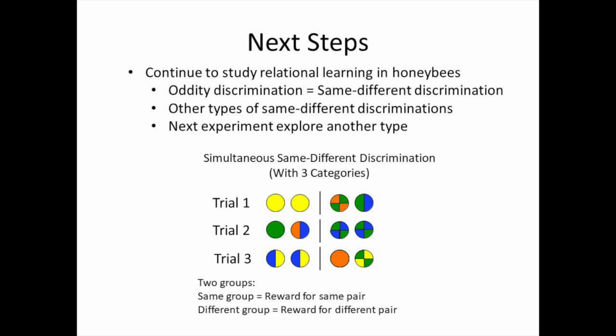For example, in trial 1, the same group would be rewarded for picking the yellow solid pair on the left. In trial 2, they'll be rewarded for picking the blue-green pinwheel pattern pair on the right. And finally, in trial 3, it's the blue-yellow split that gets picked and rewarded. For the different group, it's the complete opposite actually. For trial 1, they would be rewarded for picking the orange-green pinwheel and the green-blue split pair on the right. For trial 2, it's the green solid and the orange-blue split on the left. And finally, in trial 3, it's the orange solid and the green-yellow pinwheel pair on the right.